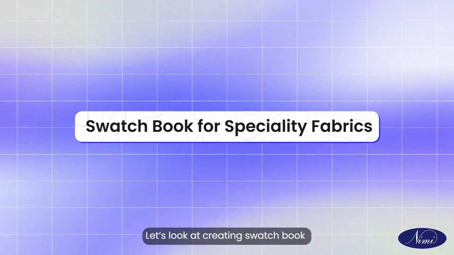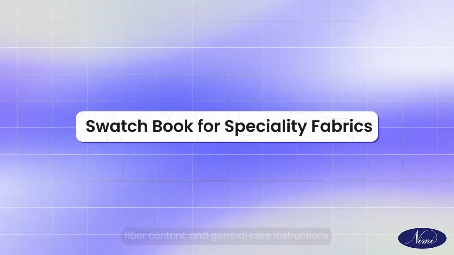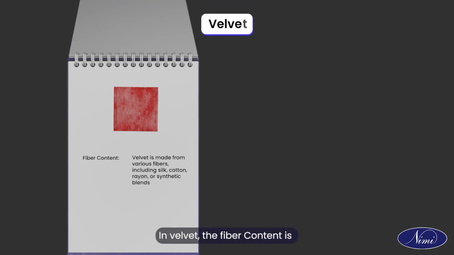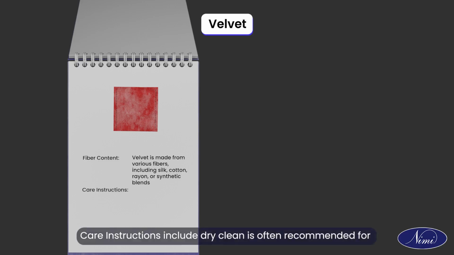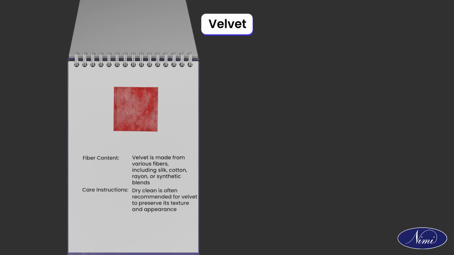Let's look at creating a swatch book for specialty fabrics along with their names, fiber content, and general care instructions. In velvet, the fiber content is velvet made from various fibers, including silk, cotton, rayon, or synthetic blends. Care instructions include dry clean is often recommended for velvet to preserve its texture and appearance.